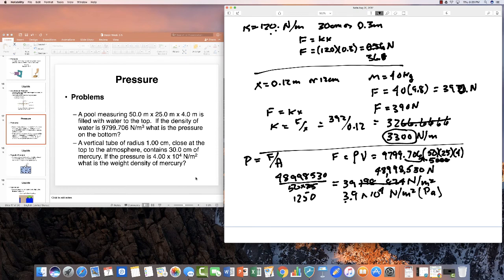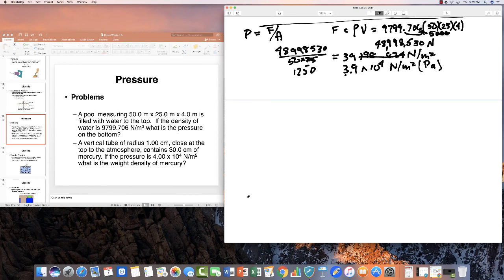Let's take a look at the second problem. The vertical tube with a radius of 1 centimeter. So it's a tube with a radius of 1 centimeter or 0.01 meters, closed on the top to the atmosphere, contains 30 centimeters of mercury. So 30 centimeters or 3/10 of a meter of mercury. If P is equal to 4.00 times 10 to the 4th newtons per meter squared, what is the weight density of mercury?